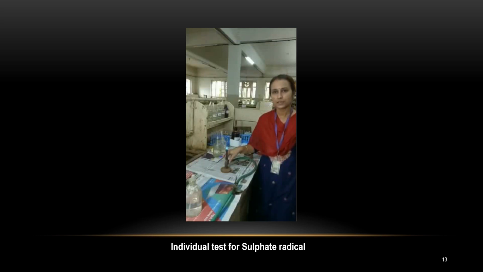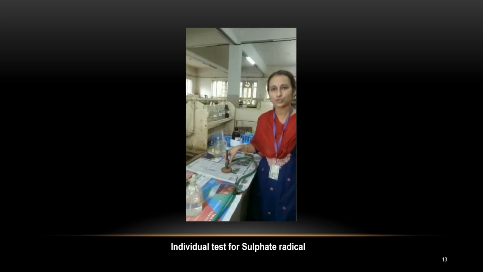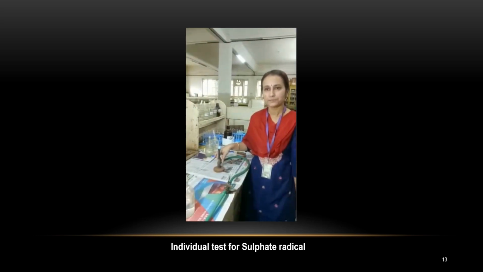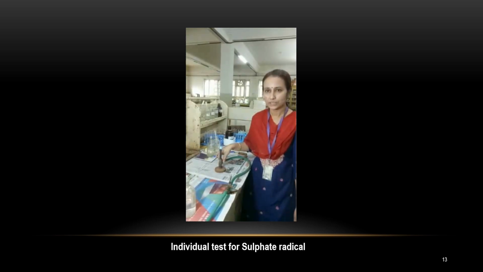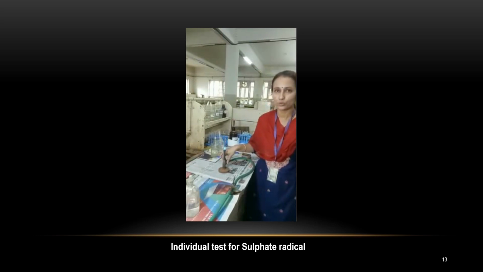As already discussed, sulfate and phosphate radicals are not detected by dilute H2SO4 and concentrated H2SO4. Therefore, these are tested individually. The test for sulfate and phosphate is: mixture plus dilute HCl, boil the solution well, and then add barium chloride solution.